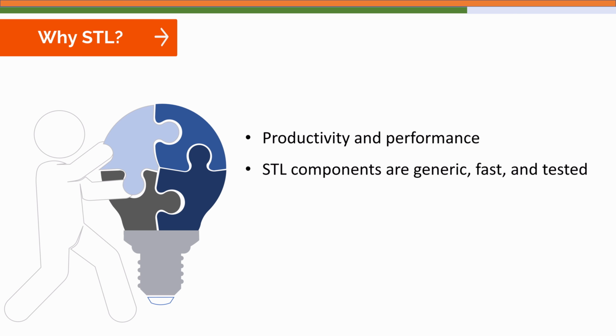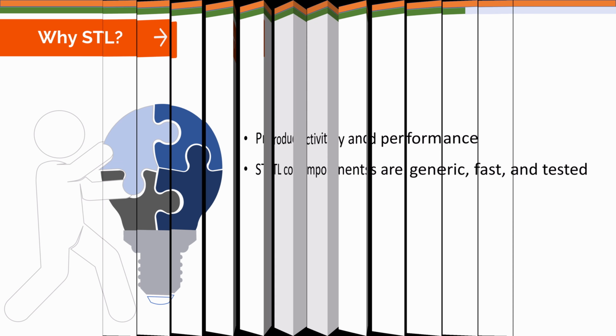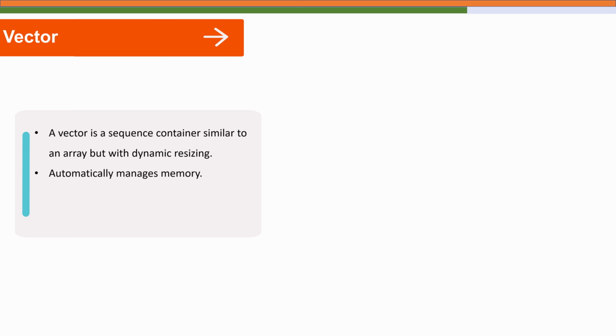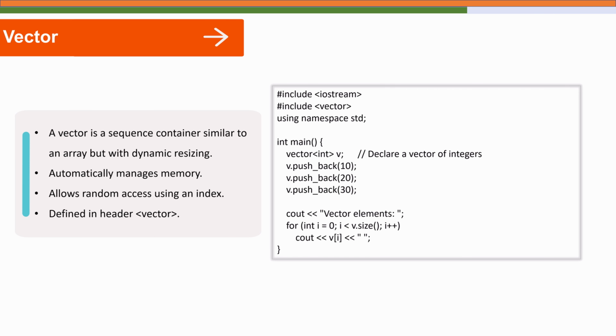STL provides a collection of ready-made, type independent data structures built entirely using templates, and among these the vector container is one of the most widely used. It acts as a dynamic array, growing and shrinking as required without you worrying about memory management. You can think of a vector as a smarter version of an array. Unlike a fixed size array, a vector automatically resizes itself when new elements are added. It also provides a rich set of member functions for easy insertion, deletion, and traversal.